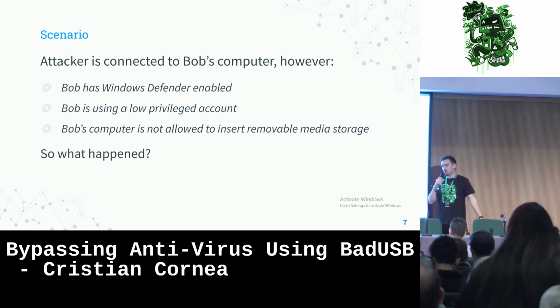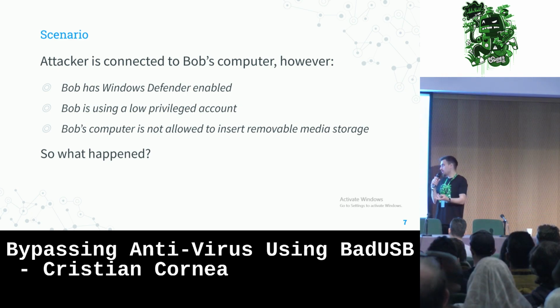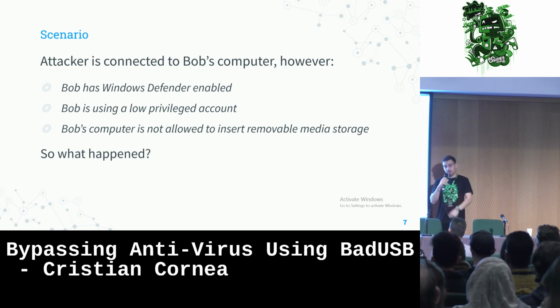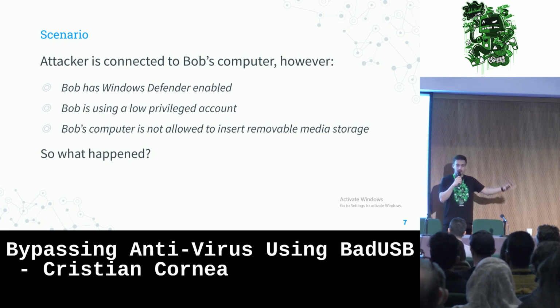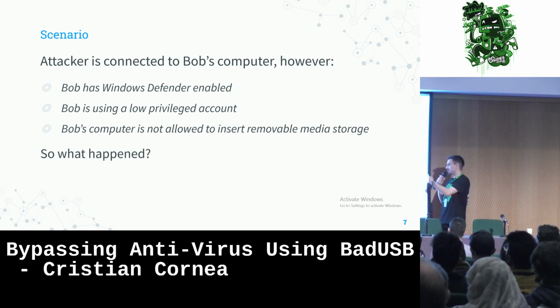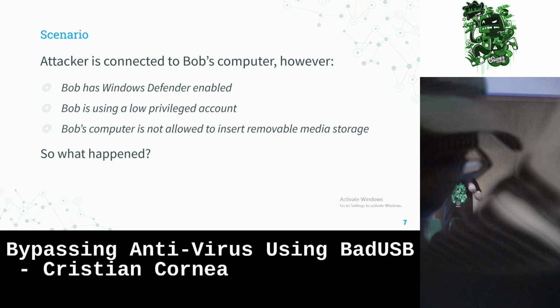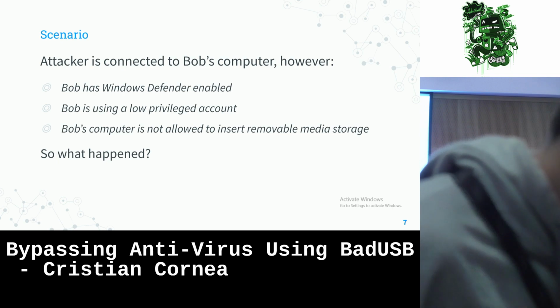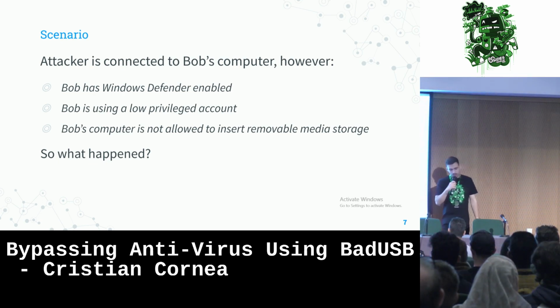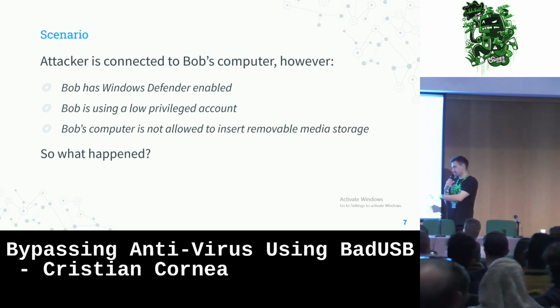But how did it happen? Because Bob has Windows Defender enabled and up to date. The user that Bob is running under is a low privileged user. And basically they have an organization-wide policy to disallow removable media storage. So how it was possible, we'll see during our presentation.